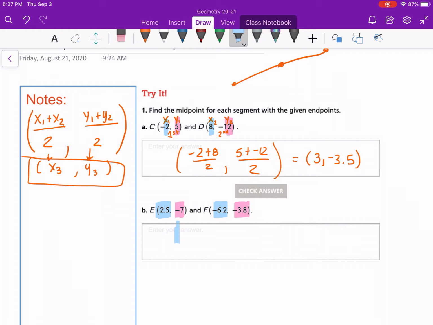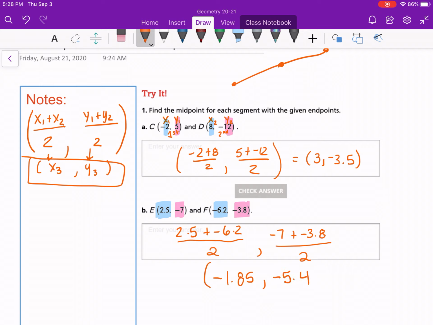But I've got 2.5 plus negative 6.2 divided by 2, and then negative 7 plus negative 3.8 divided by 2. So 2.5 plus negative 6.2 is negative 3.7, divided by 2. I get negative 1.85. And then I've got negative 7 plus negative 3.8 divided by 2, and I get negative 5.4. And that would be my midpoint, right in the middle between those two points.